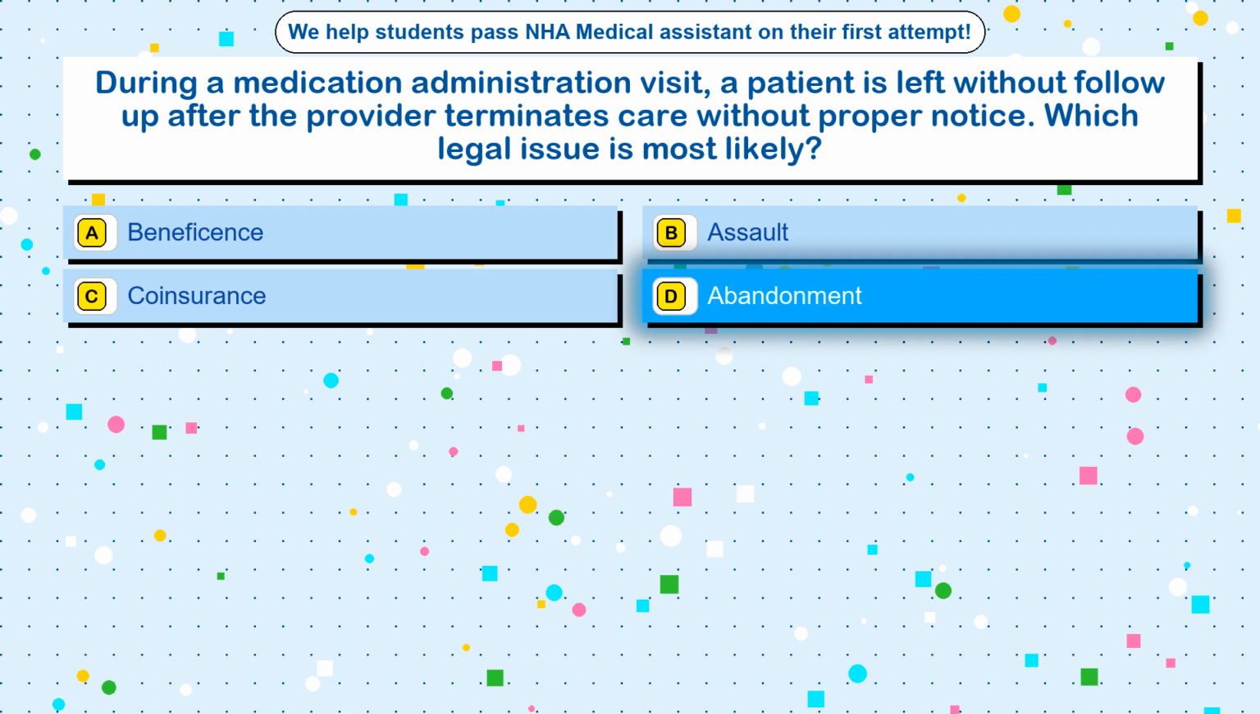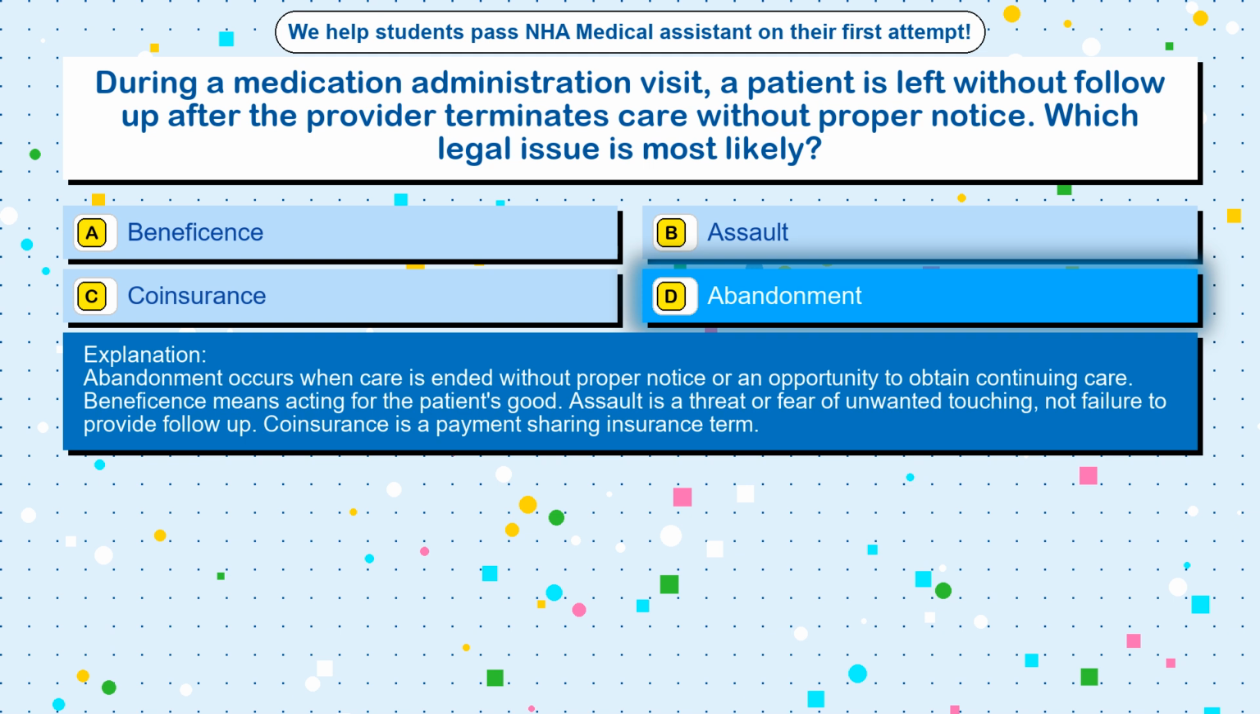The correct answer is option D, abandonment. Abandonment occurs when care is ended without proper notice or an opportunity to obtain continuing care. Beneficence means acting for the patient's good. Assault is a threat or fear of unwanted touching, not failure to provide follow-up. Coinsurance is a payment-sharing insurance term.